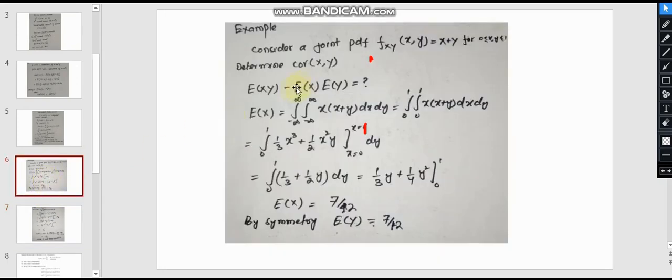Now incorporating the expected value of the joint bivariate random variable xy and their marginal expected values in this formula, we get the covariance equal to minus 1 by 144. Hence x and y are correlated. Now let us move to another example.